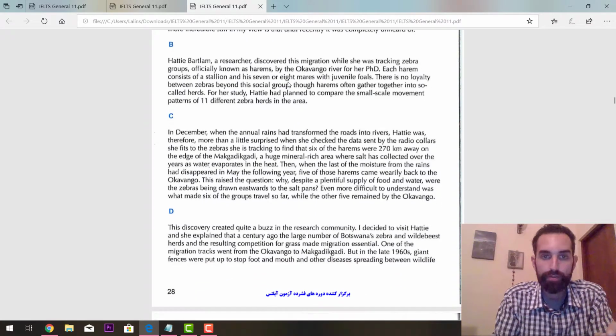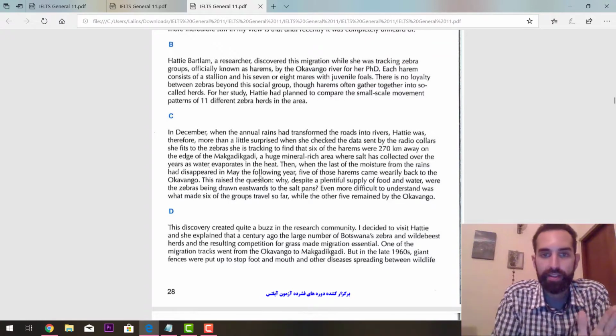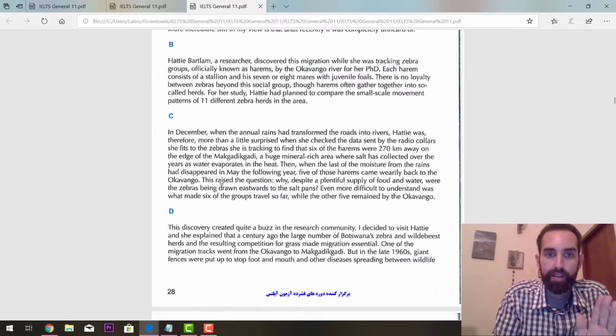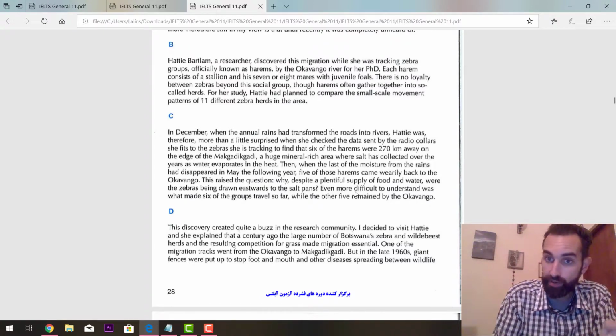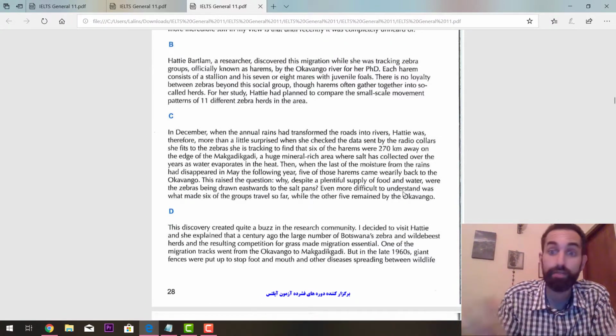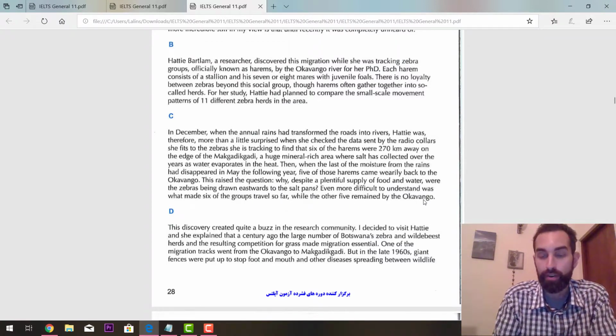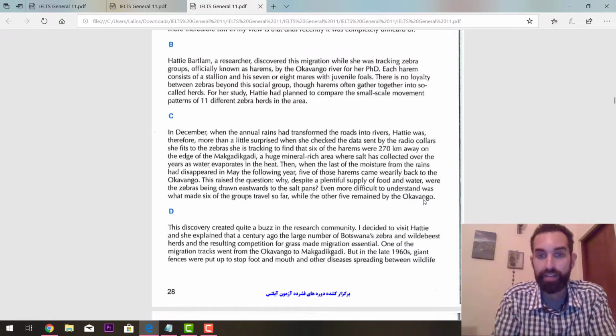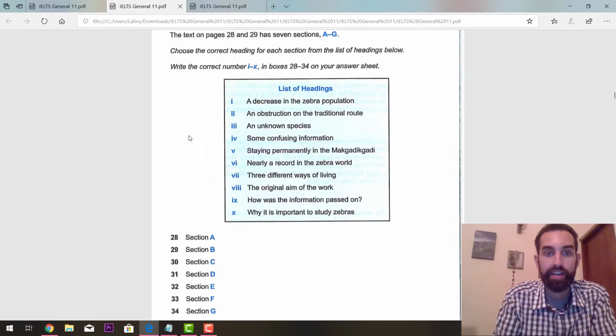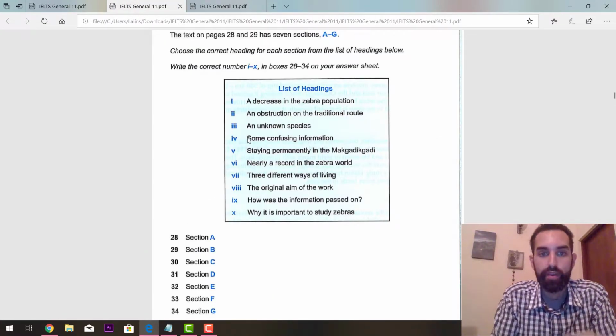And section C, that was IV, some confusing information. This was confusing because they're raising questions. This raised the question, why, despite a plentiful supply of food and water, were the zebras being drawn eastwards to the salt pans? Even more difficult to understand, which also means confusing, was what made 6 of the groups travel so far, while the other 5 remained by the Okavango. And that's why it's confusing information. That's why C is IV.